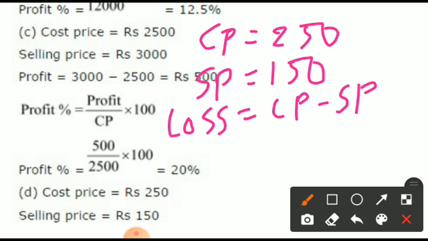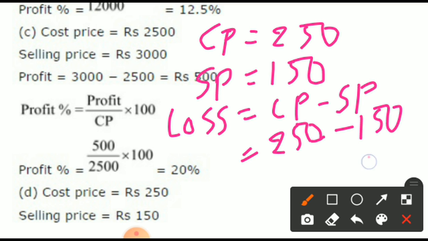Okay, what is the SP here or what is the CP here? CP is 250, correct, and SP is 150. It is given in the question already. Okay, now what is the loss here? Loss is rupees 100. Okay, now they ask us percentage loss.